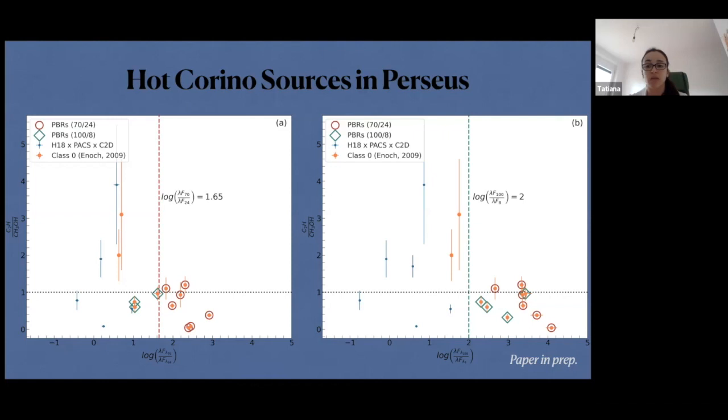And what we see, of course, not all of the sources that I have in my samples are found in Higuchi, but the ones that are found, and that are found also in Enoch 2009, we see that the selected PBRs are all class 0 sources, and most of these have a low C2H to methanol ratio, so they would likely have hot corino chemistry. There are only 2 that are slightly above, but we need to look into these individual sources better, and yeah, there is more work to be done.